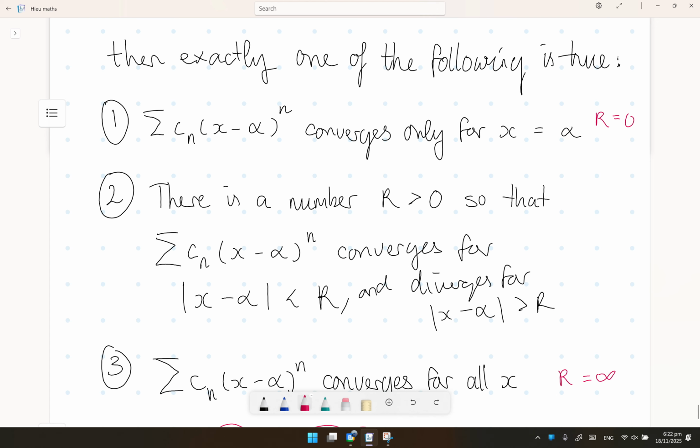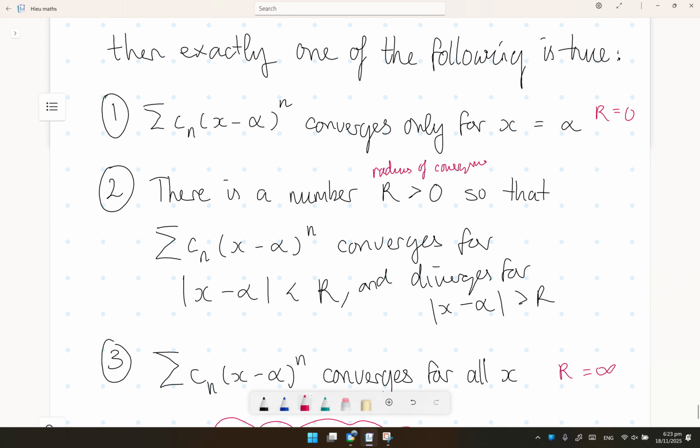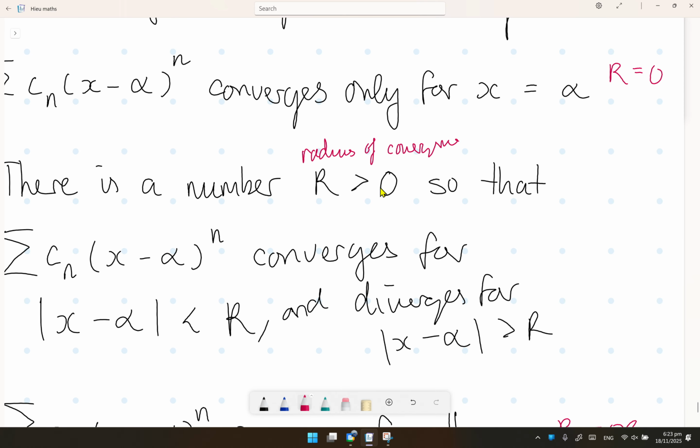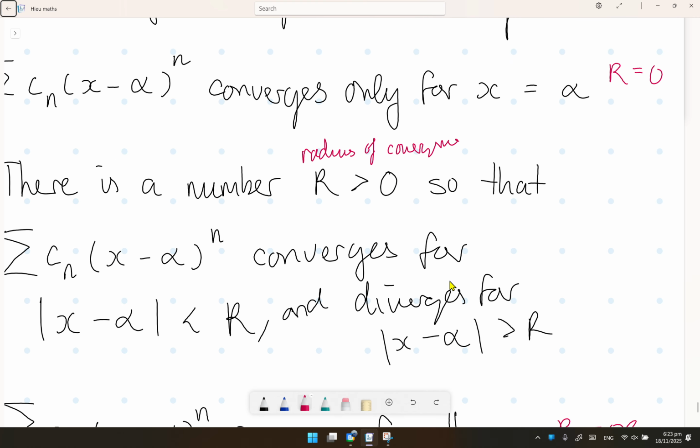The second scenario is that there is a number r. We call this the radius of convergence. And it's a little bit similar to the interval of convergence. There are slight differences, but I'm going to explain it well, let's read this first. There's a number r, the radius of convergence, that is larger than 0, so that the series right here converges when the absolute value of this term here is less than r, and diverges when this term here is more than r.